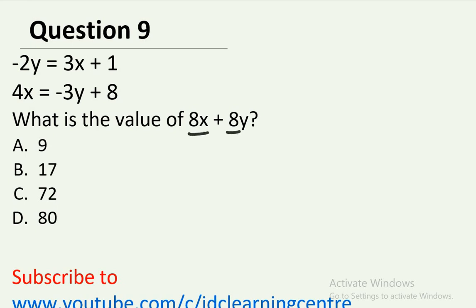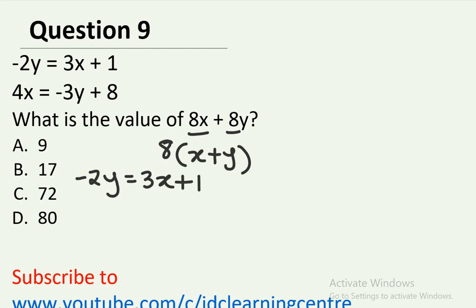What they have in common here is 8. Bring out 8 and the variables, we have x plus y. If we expand this, we are also going to get back 8x plus 8y. In the equation, minus 2y equals 3x plus 1 and 4x equals minus 3y plus 8. Remember, we are looking for x plus y.